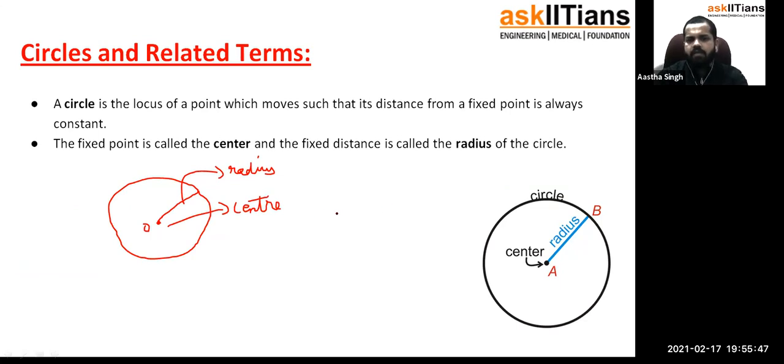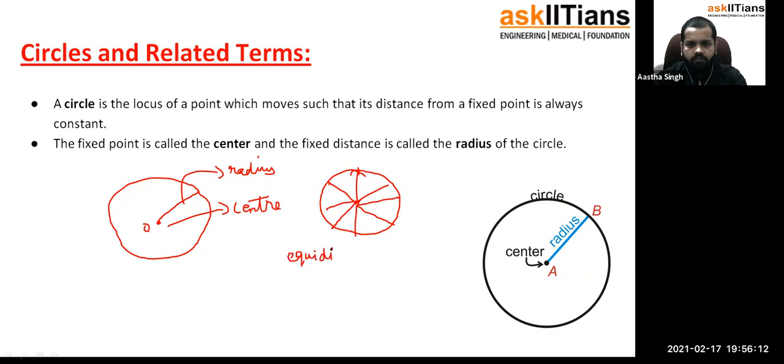Also, we can describe a circle as any enclosed figure, any enclosed shape, equidistant from a fixed point. Any enclosed curve or enclosed shape, equidistant from a fixed point. If all these distances are the same, then a circle will be formed. I'm writing equidistant. Equidistance means having the same distance from the same point, then a circle will be formed.